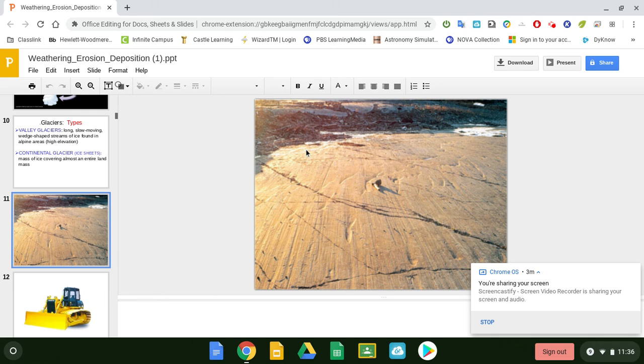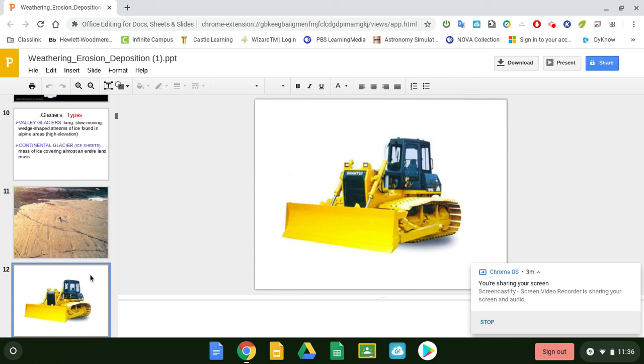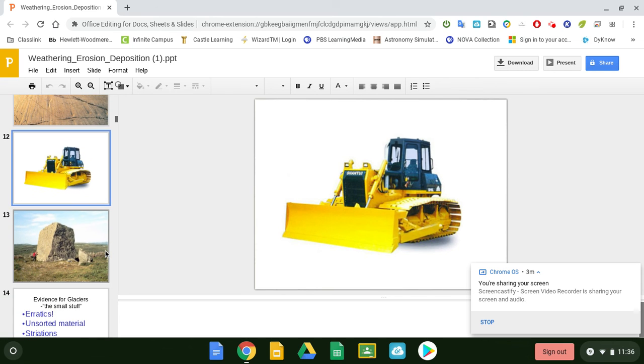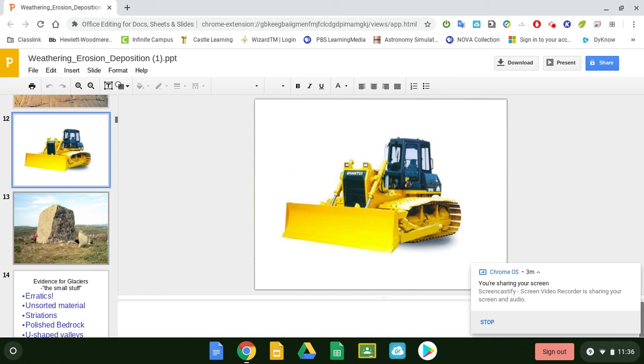When glaciers are moving, they act just like a bulldozer. That's why I got that pretty bulldozer there. They will push everything as they go. Not only will they push it, they will carry material with them.